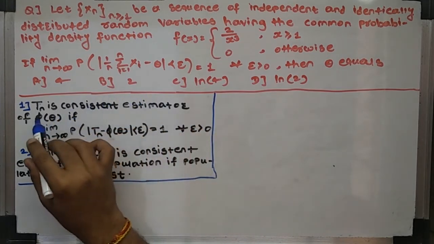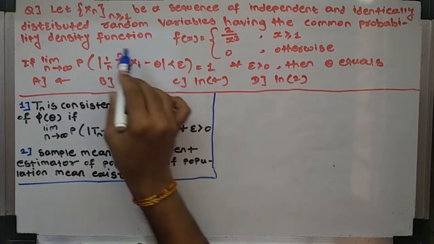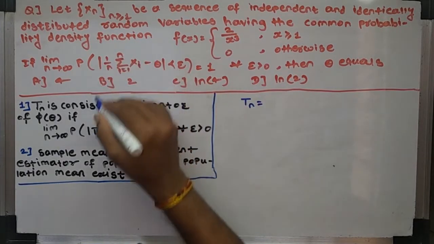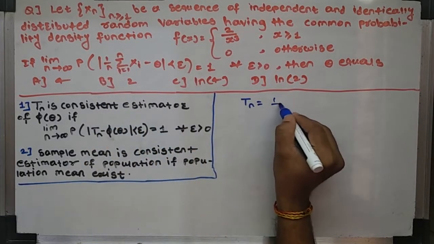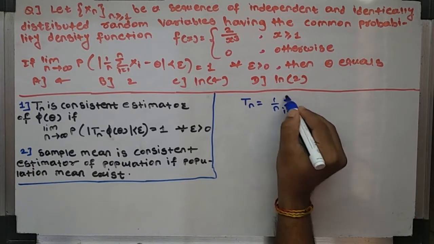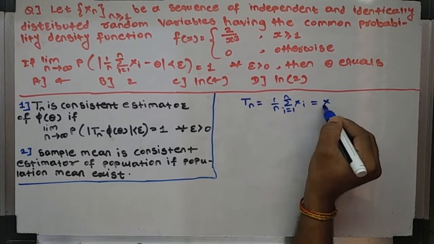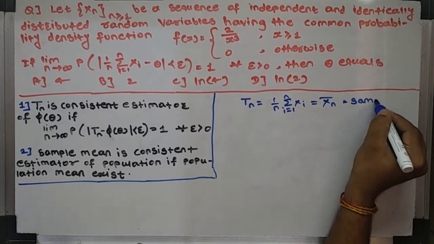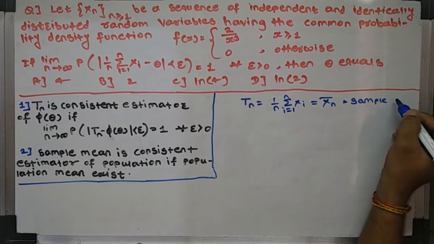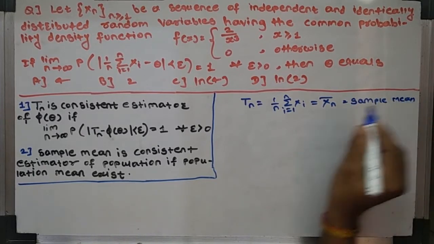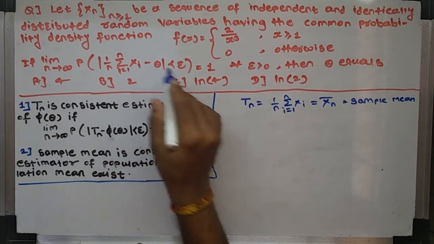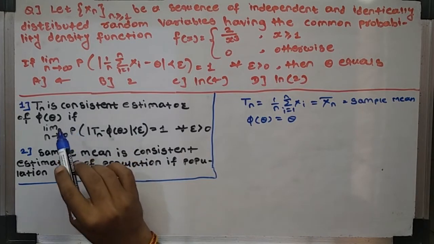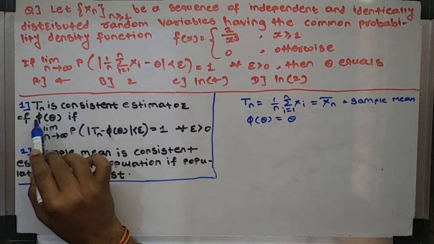So, by the first result, we compare this with this. By comparing, Tn is equal to 1/n summation i equal to 1 to n of Xi, which is equal to X bar n. That is the sample mean of observations X1, X2, ..., Xn. So here psi of theta is theta. Here Tn is a consistent estimator of phi of theta, not psi of theta.